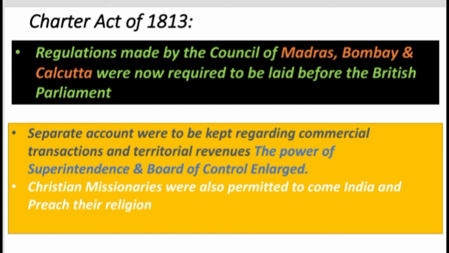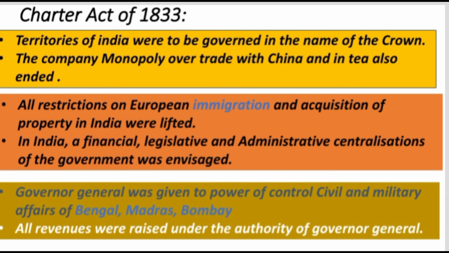In the Charter Act of 1833, the lease of 20 years of the company was further extended. Territories of India were to be governed in the name of the crown, and the company's monopoly over trade with China and in tea also ended. All the restrictions on European immigration and the acquisition of property in India were lifted. Thus, the way was paved for the wholesale European colonization of India.